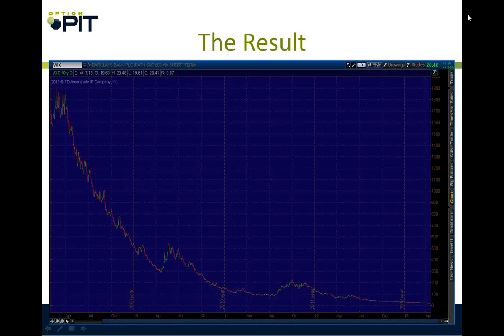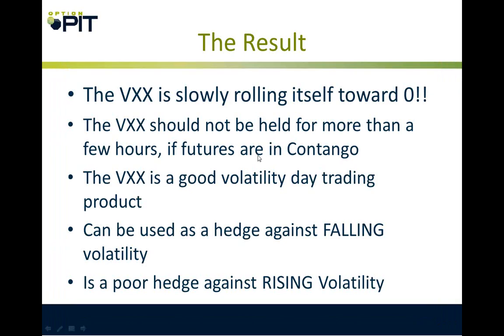If I think volatility is going to go up today, have at it, all right? Or if futures are, for some odd reason, in a backward state, the product can work really well for short periods of time. All right, so VXX is slowly rolling itself to zero. It should not be held for more than a few hours if VIX futures are in contango. So you can day trade VXX. And in fact, VXX typically leads SPY in movement. So you'll see VXX rally before you see SPY and vice versa. All right? It's a great volatility day trading product. And it also can be used as a hedge against falling volatility.